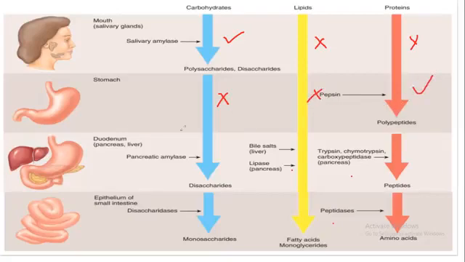Now in the duodenum we see disaccharide and protein digestion occurs, but the lipid is not digested here. After this we see all types of food digestion occur in the small intestine.